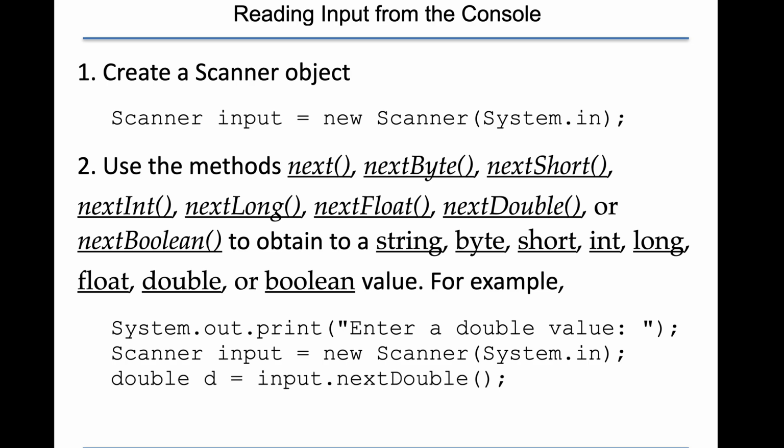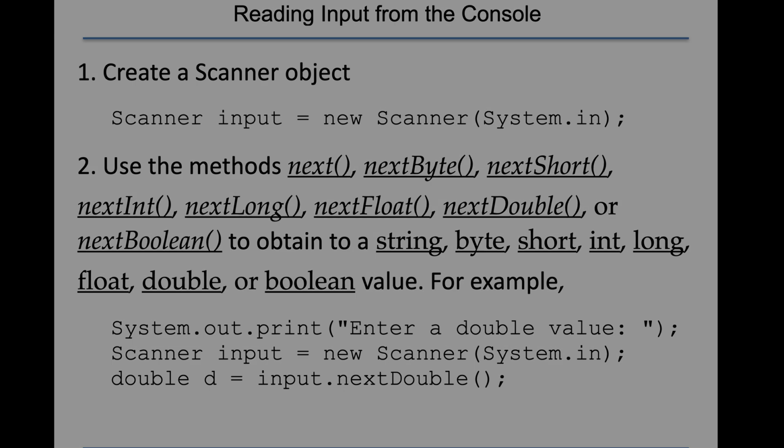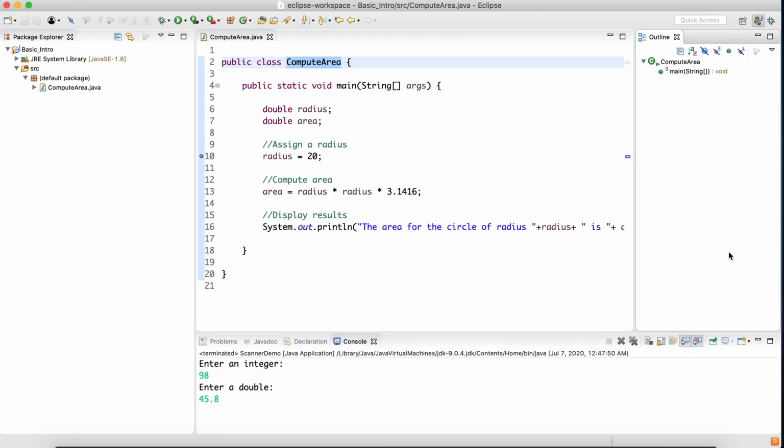We will use the name of the door, input.nextDouble, because we want to input a double value. When we take the input, we don't want to lose it, we want to store it somewhere. So we first create a variable, double d, where the name is d, and then we take the input. Let's now practice this directly in code.